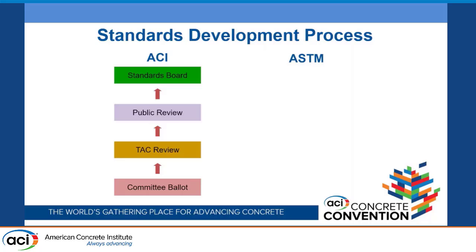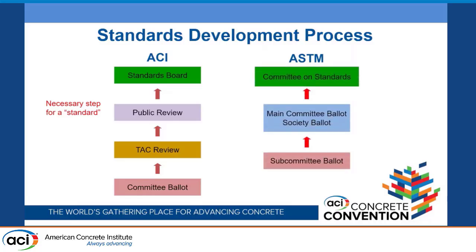where ACI makes an announcement that this document is available for public review and it's being standardized. And then the committee has to respond to any comments received from the public review, and TAC reviews those responses, and then it goes to this final step, the standards board, who reviews the process to make sure that the standard was developed through the consensus process, that all negatives were properly addressed and everything was above board. It's this public review process or step that distinguishes a standard from a committee report or a guide. The public gets an opportunity to contribute. The ASTM process is similar, but as you'll see, it's a little more complicated.